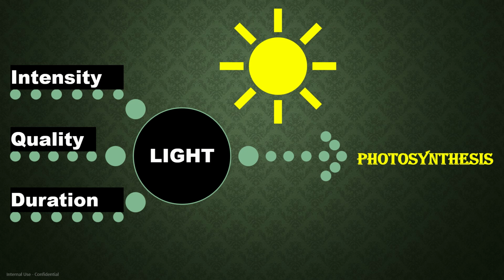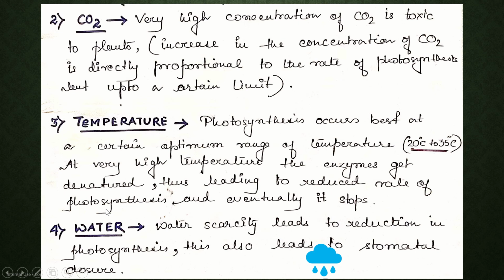Now let's come to the second factor, which is CO2 or carbon dioxide. We know carbon dioxide always poses toxicity in the body of living organisms if its concentration is crossing the optimum range. Very high concentration of CO2 is toxic to plants.